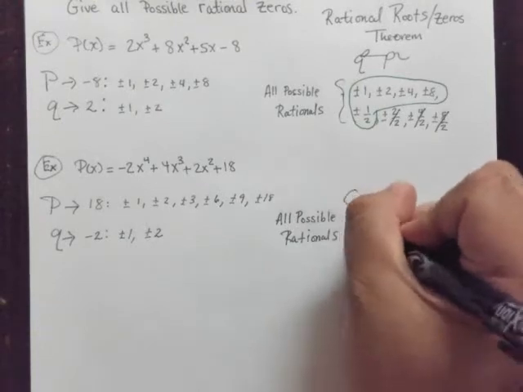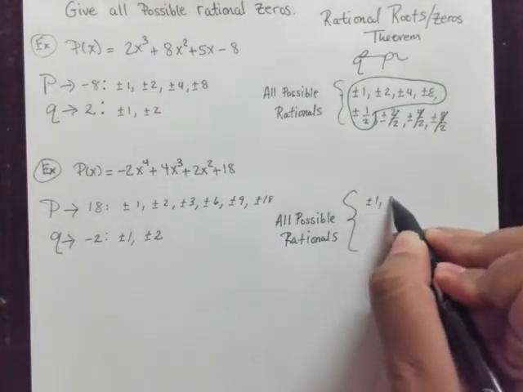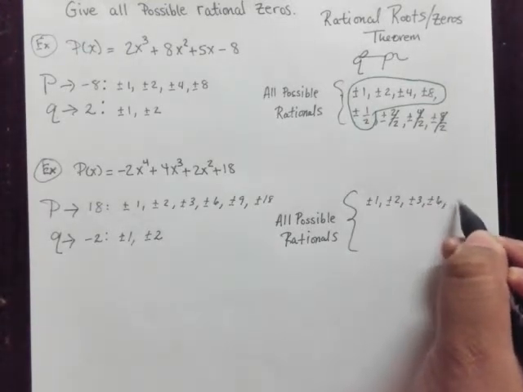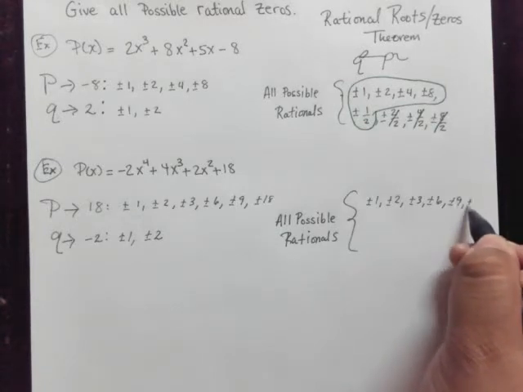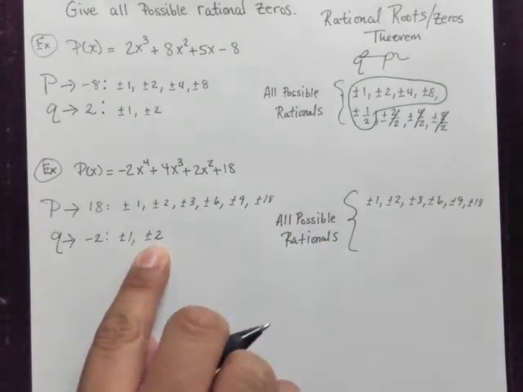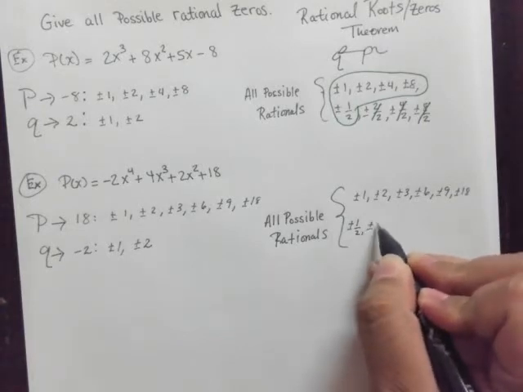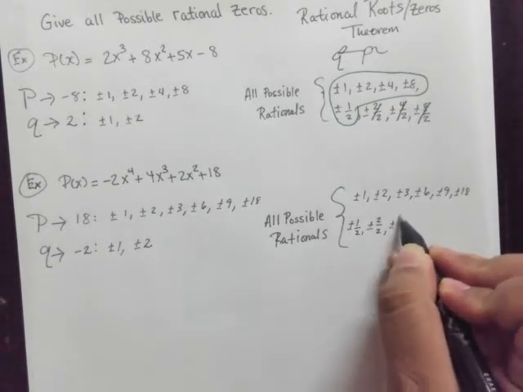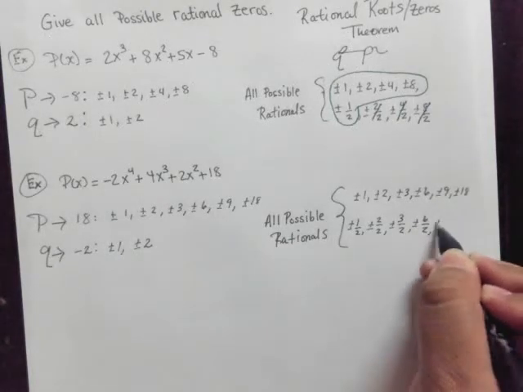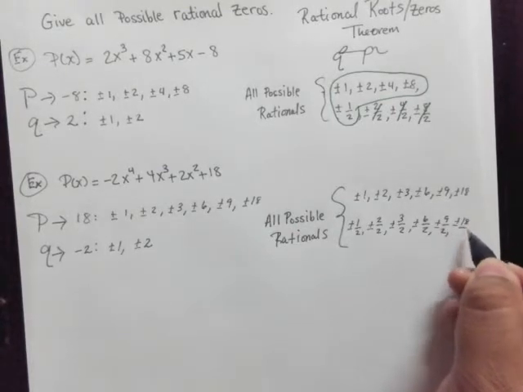So what does that look like? That's all of these guys divided by 1. So 1, 2, 3, 6, 9, and 18. And then you take all of them again and divide them all by 2. Let's go ahead and do that. 1 over 2, 2 over 2, 3 over 2, 6 over 2, 9 over 2, and 18 over 2.